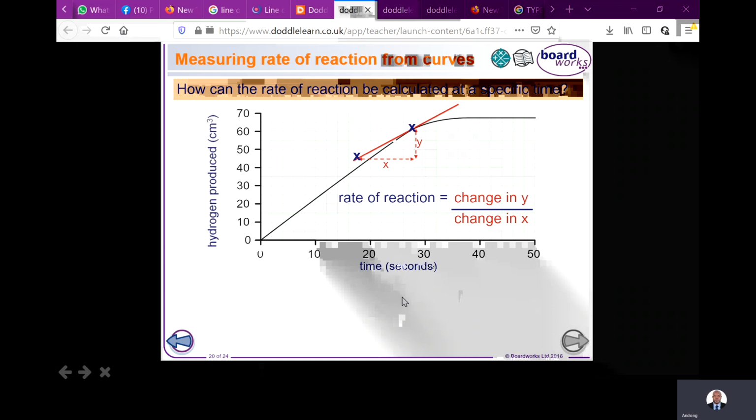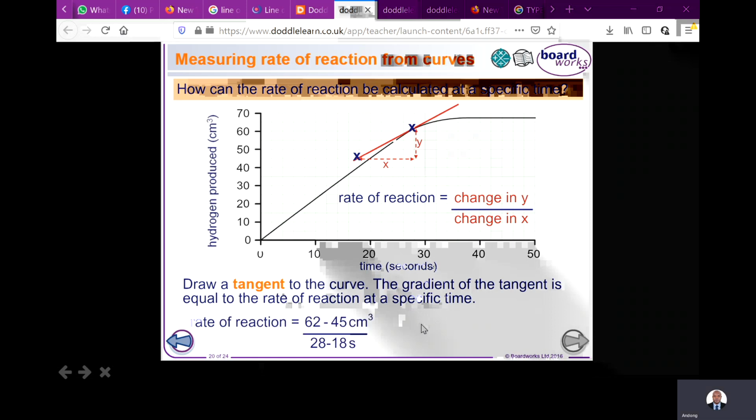Okay, this change, if we calculate it from there, it will definitely be from 45 to 62, and the change will be 62 minus 45. Then if we calculate the change here, it will be 18 to 28, so it will be 28 minus 18, the difference. And what will be the difference? It will be 170 cm cube per second. That will be our gradient, or that will be our rate of the reaction. So this is how you can calculate the rate of reaction.